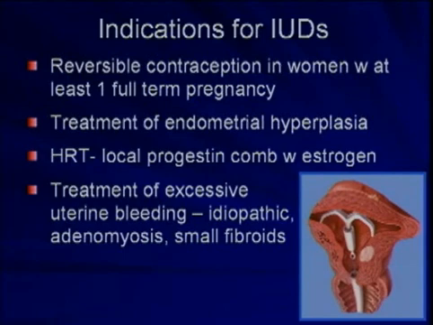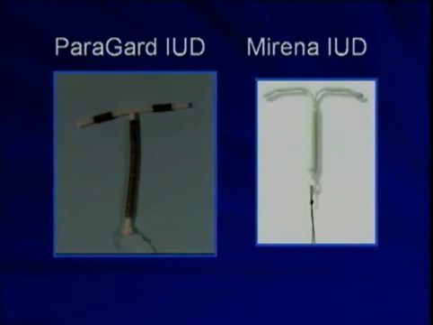The indications for the use of IUDs include reversible contraception in women with at least one full-term pregnancy, the treatment of endometrial hyperplasia, as part of a hormone replacement therapy regimen by providing local progestin in combination with estrogen given by another means, as well as more recently the treatment of excessive uterine bleeding, be it idiopathic, adenomyosis, or small fibroids. These are the two IUDs that one is most likely to encounter in clinical practice.